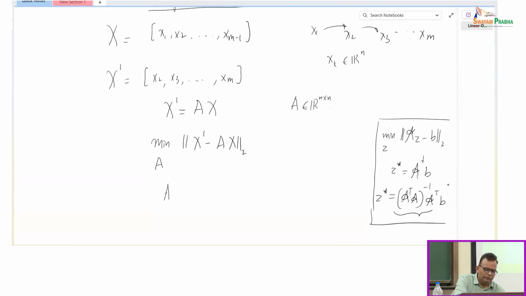So the A star, which is the optimal, is given by X prime times the pseudo inverse of X, because it's AX, not calligraphic A times Z. Does this make sense? I'm relying on the fact that you know how to solve the least squares problem.